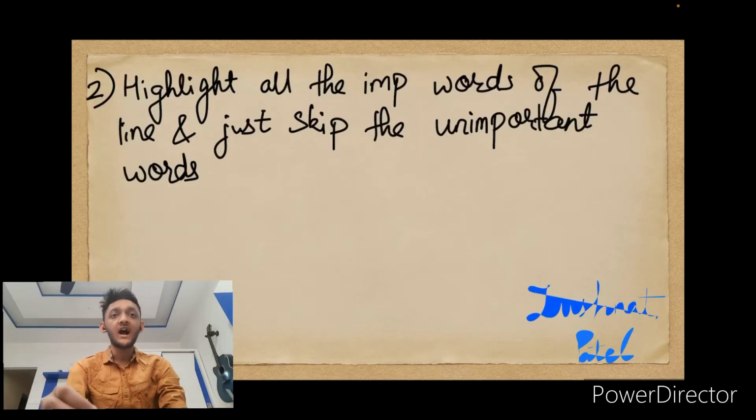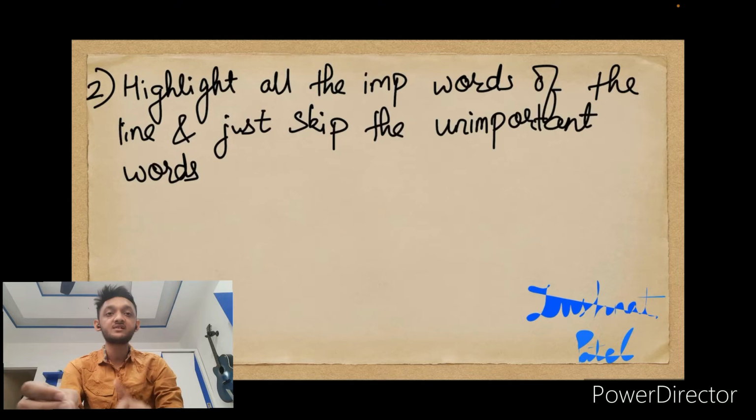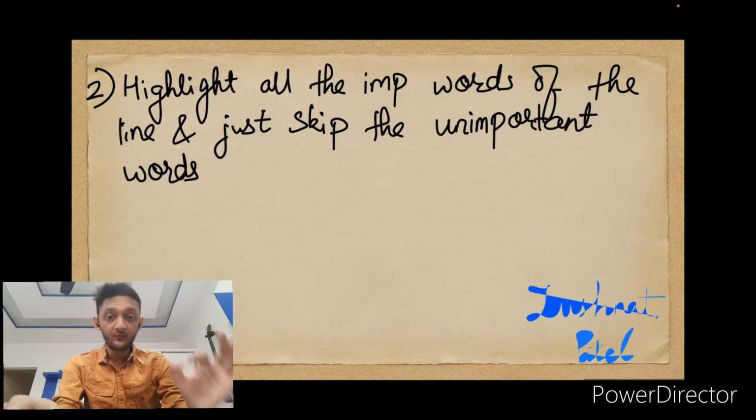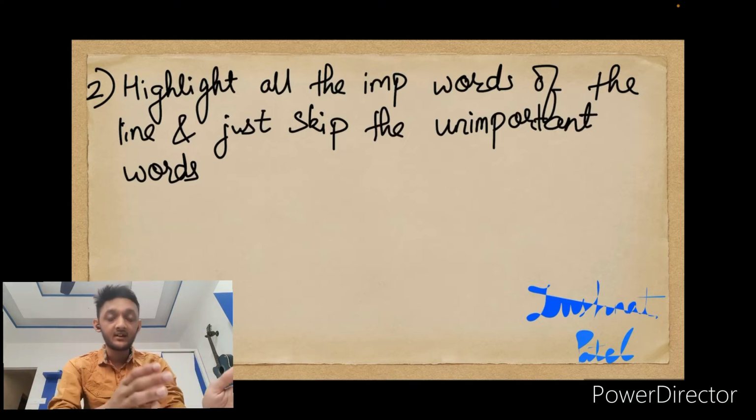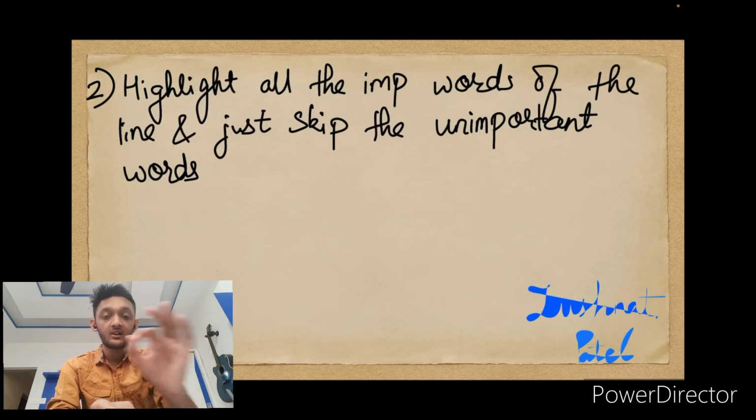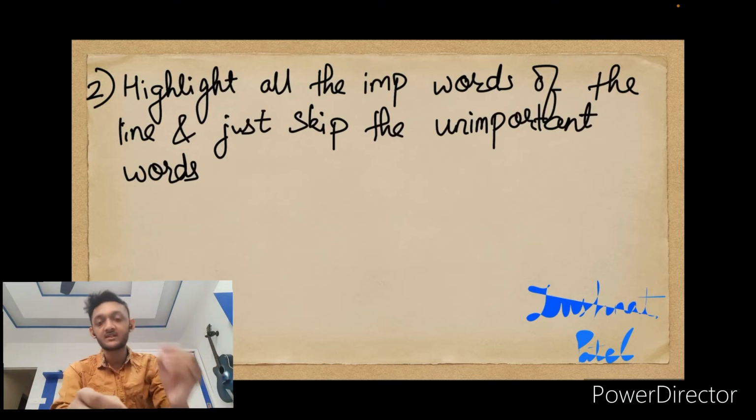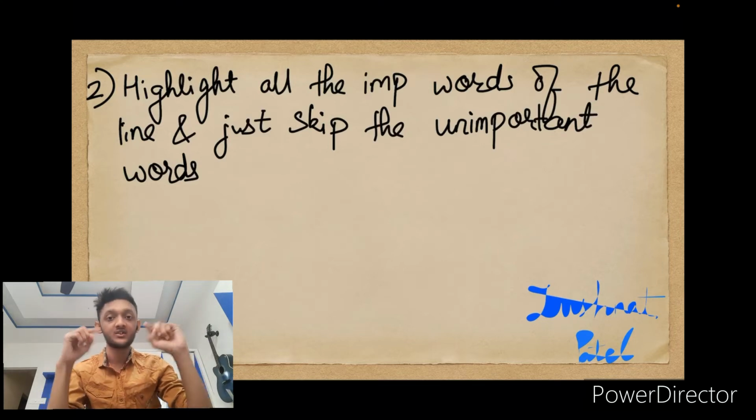Our second point is highlight all the important points of the line and just skip the unimportant points. Okay, so you need to highlight the important points and just skip the words like is and the. When you are reading for the first time, you should read all the things properly and you should understand it conceptually. But when you are reading for the second time or third time or revising it, you should just underline the things and you should just go through the words and you will understand the line and you will frame the sentence in your mind.